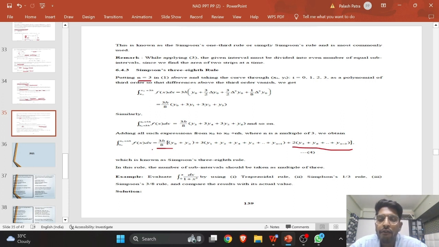So the formula turns out to be 3h upon 8 times y0 plus yn, which is the first and the last term, plus 3 times the sum of y1 plus y2 plus y4 and up to yn minus 1, which consist of the values which are not the multiples of 3, and 2 times all the terms which are the multiples of 3. This is known as the Simpson's 3/8 rule.